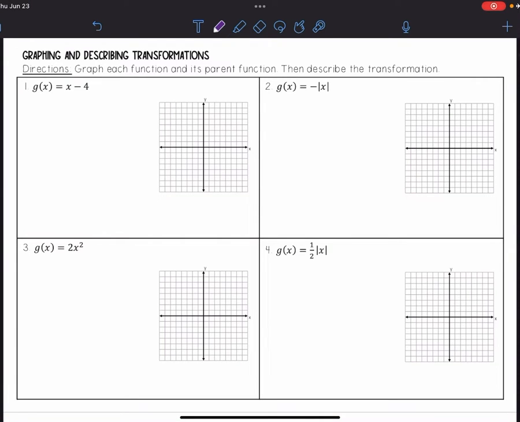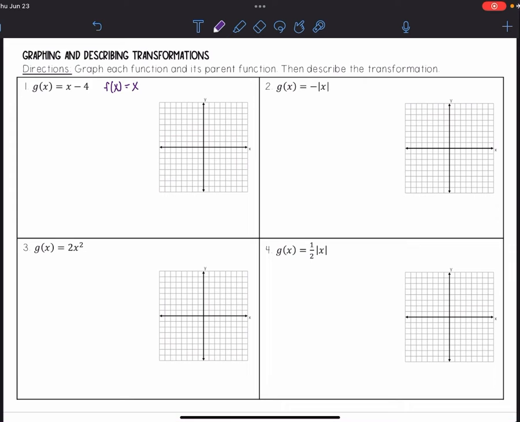In this set of examples, we're going to graph each function and its parent function, and then we're going to describe the transformation. So for this first one, I see that I have g of x is equal to x minus 4. So first I need to determine what is its parent function. Well, I see that I just have an x here, and so that means the parent function, which again is the most basic of the functions, is just going to be f of x is equal to x.